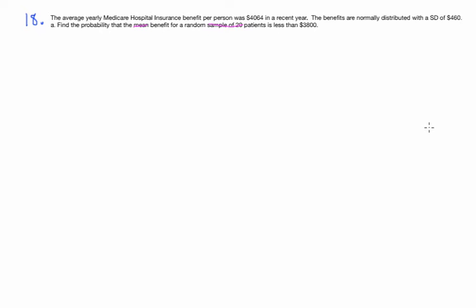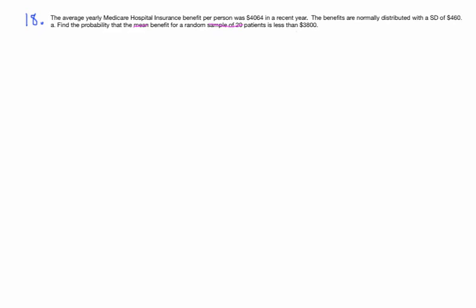The average yearly Medicare hospital insurance benefit per person was $4,064 in a recent year. The benefits are normally distributed with a standard deviation of 460. I've crossed out some words to make this look like a problem that we've done earlier in this homework. Like problems 6, 8, and 10, it would have said, find the probability that the benefit for a random patient is less than 3,800. Notice that you're looking at finding just one patient.